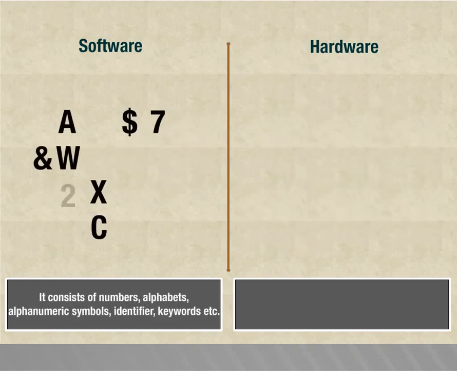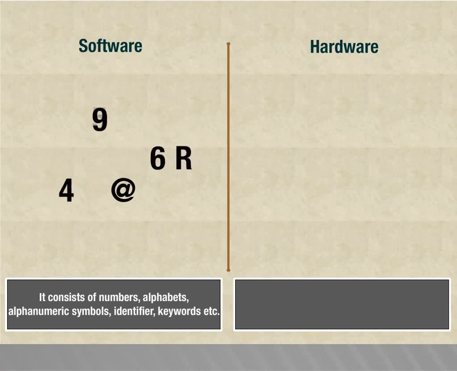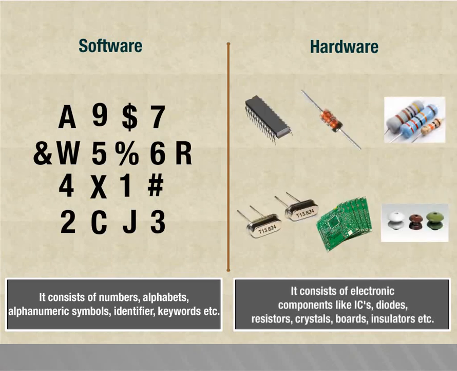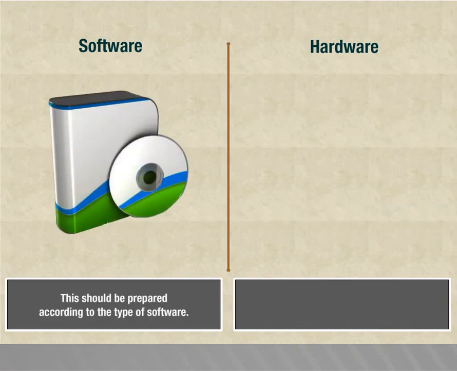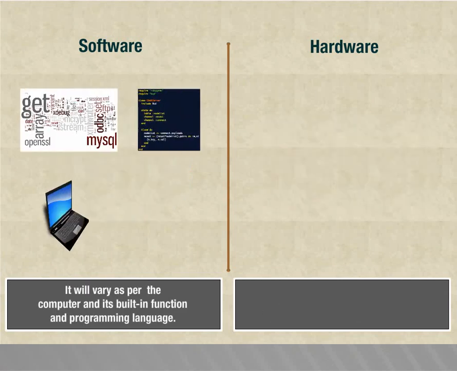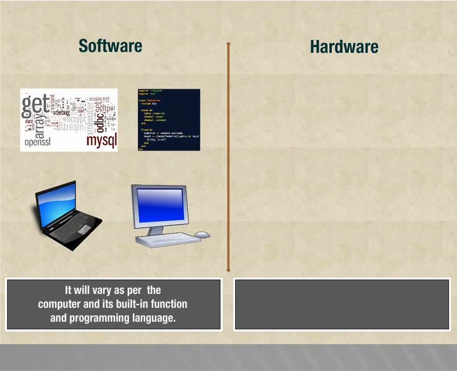It consists of numbers, alphabets, alphanumeric symbols, identifiers, keywords, etc. It consists of electronic components like ICs, diodes, resistors, crystals, boards, insulators, etc. This should be prepared according to the type of software. The design can be modified according to the capacity. It will vary as per the computer and its built-in function and programming language.